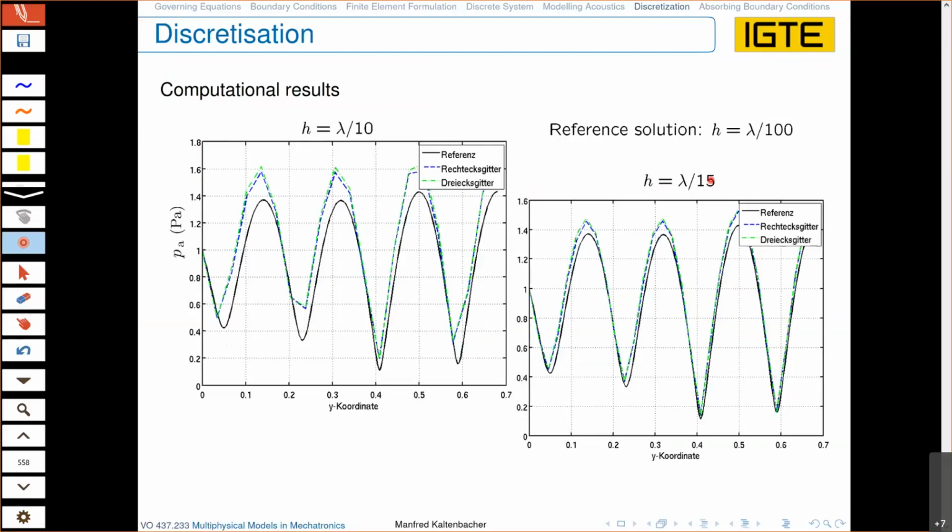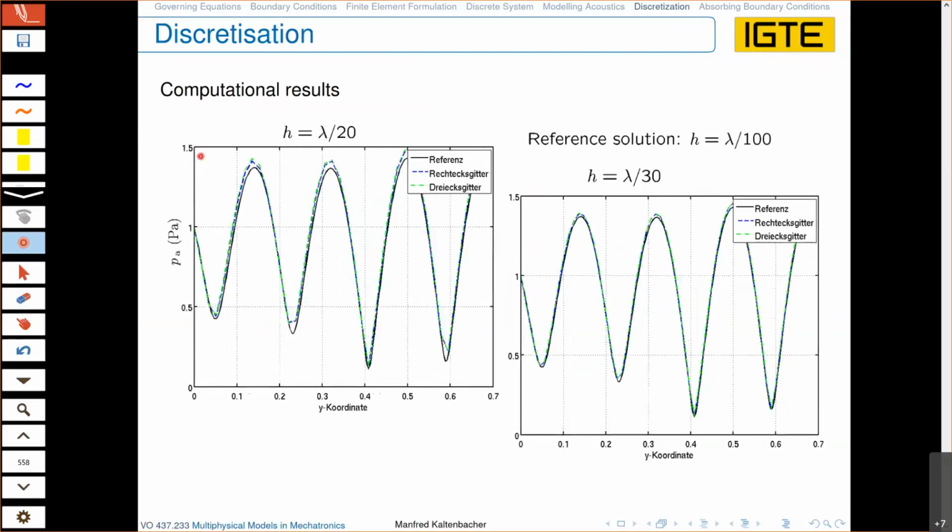And please also consider that actually in acoustics we are always looking at dB scale. So this is a linear scale, as you can see here, and you know that what we are looking for is always in dB. Okay, if you go to 20 or even 30, you see then almost no deviation. And what is also important to notice is that both meshes more or less come up to the same solution.